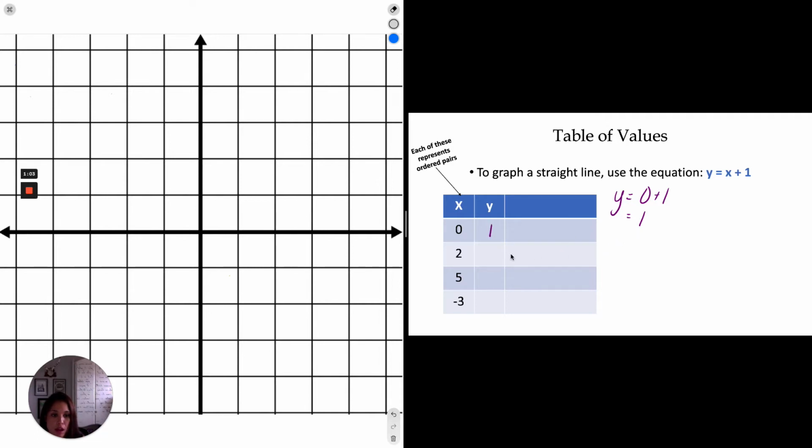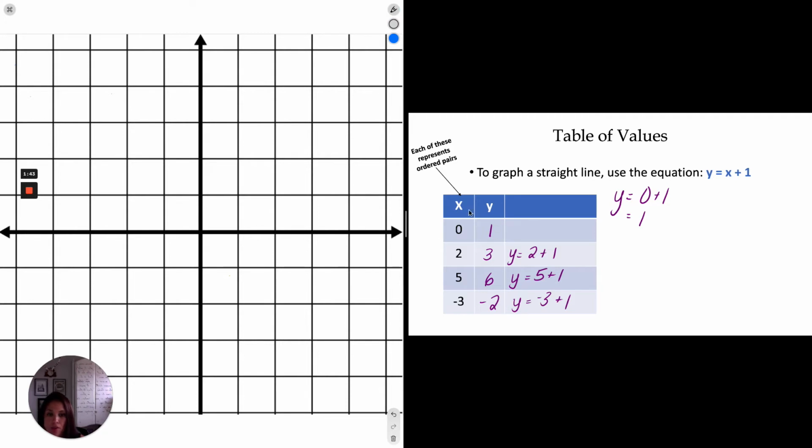Next, when the value of x is 2, I'll write it in this box. When y equals 2 plus 1, my value of y is going to be 3. When my value of x is 5, my value of y will be 6. And when my value of x is -3, my value of y will be -2. I'm going to go ahead and show you how this is plotted on the graph.